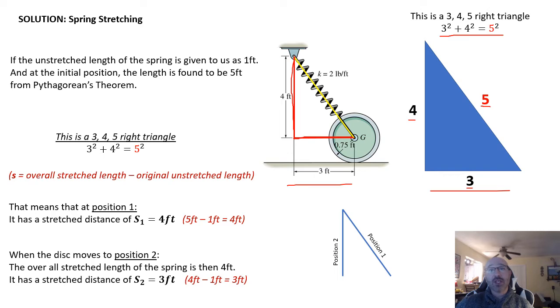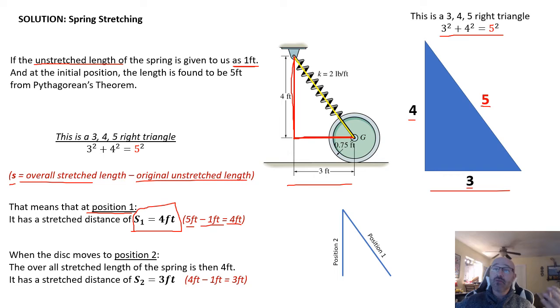Now with this 5 foot distance, we need to ask ourselves: that's the total overall length of the stretched spring in position 1, but how much is it stretched past its original length? That is our S value. So S is equal to our overall stretch length minus the original length. They tell us in the problem statement that the original unstretched length of the spring is 1 foot. So if the whole spring overall length is 5 feet and the initial unstretched length is 1 foot, 5 minus 1 is 4. So the stretch distance in position 1 is S1 equal to 4 feet.